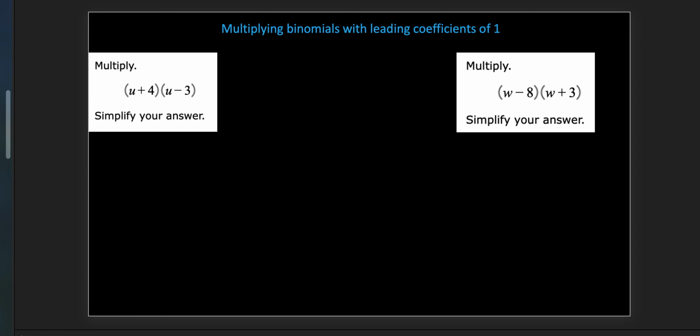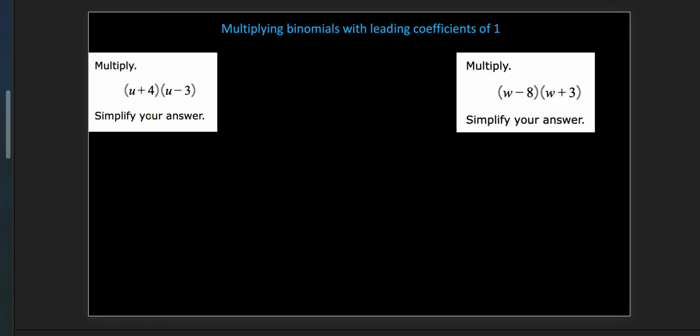In the next type of problem, we're multiplying binomials with leading coefficients of 1. So this, remember, bi means 2, mono means 1. So binomials is where we have 2 terms, and we're multiplying 2 of these binomials. So this involves a bit of a process that is often called FOIL.